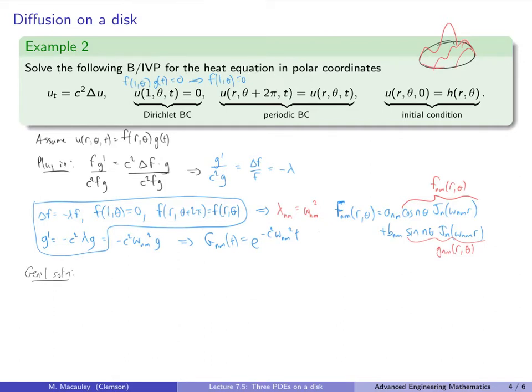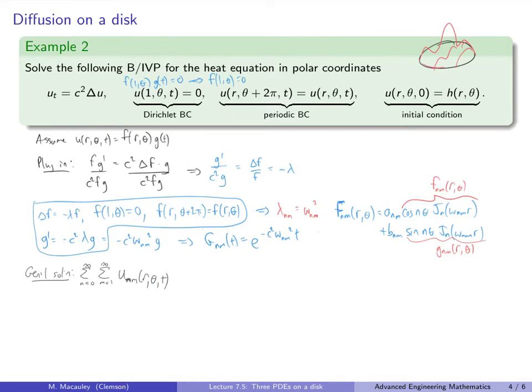So the general solution is the sum over all n and m. n goes from 0 to infinity, because we could have a constant term. And m, remember, these are the roots of the Bessel function, so the positive roots, so we start with 1. I'm going to call this u_nm of r, theta, and t.